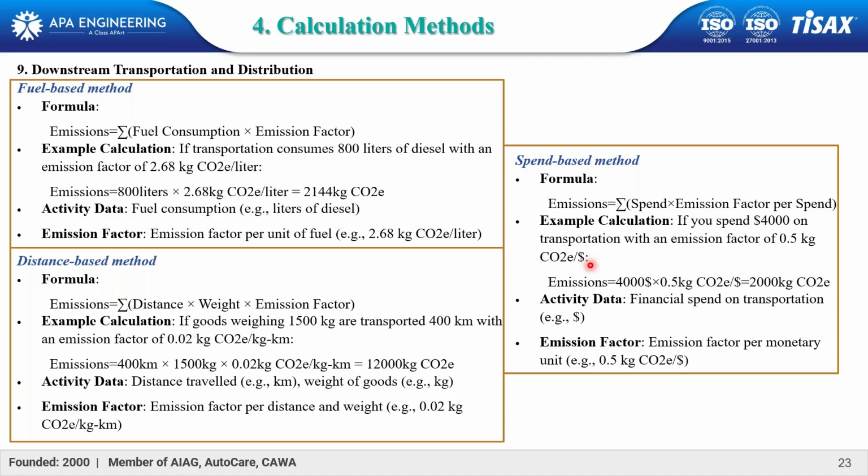And the spend-based method. This method uses the financial data to estimate emissions. So this is the same as the previous spend-based methods. Here we require the exact financial spend on transportation and the emission factor per monetary unit spent. The fuel-based methods are more accurate when the fuel data is available. As I said before, the distance-based methods work well when fuel data is not available.